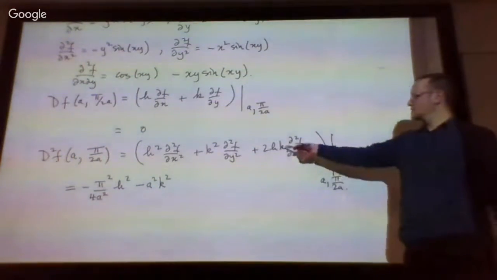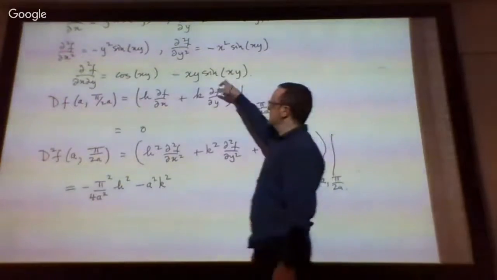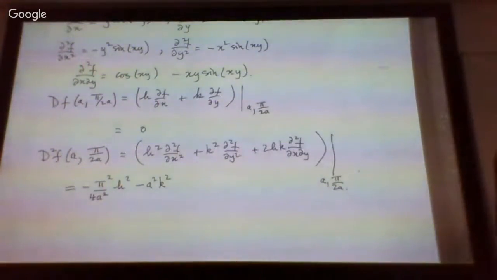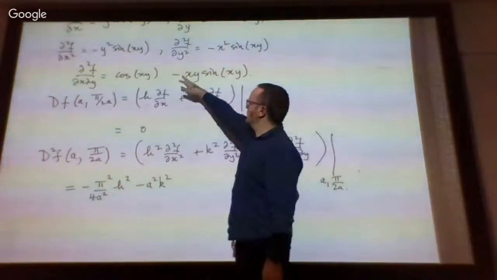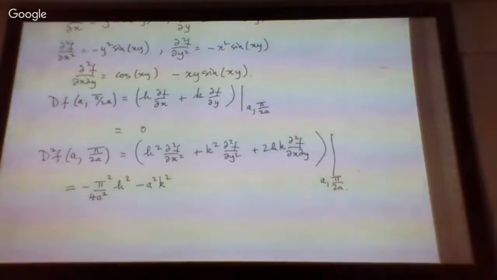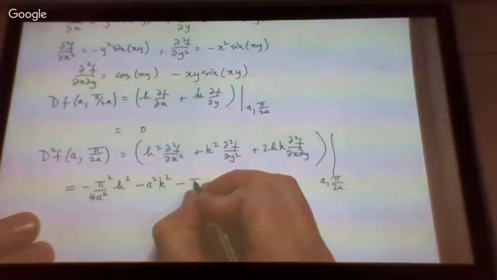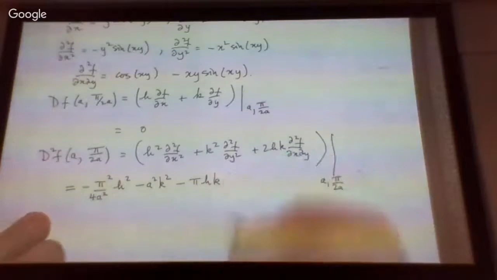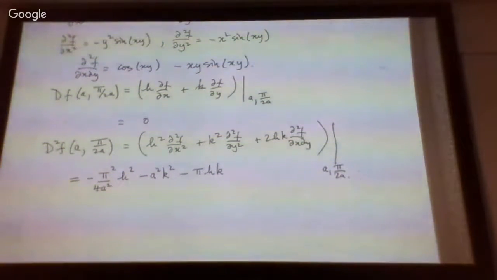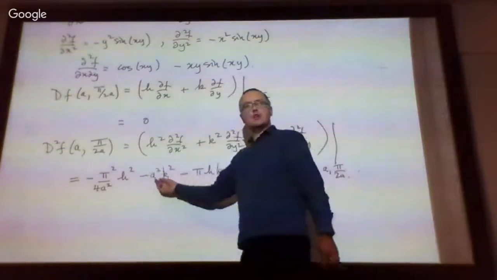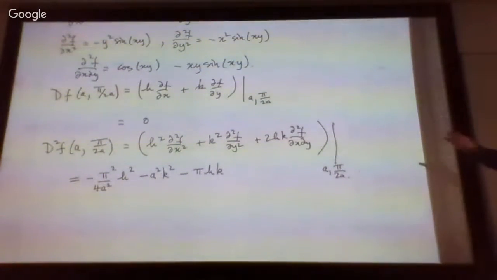And then you've got the 2 times hk, and that's multiplying this one evaluated at x times y is pi over 2, so you get 0 from there, and you just get minus pi over 2 from there. So you get minus pi over 2 times 2 times hk. So I think that just comes down to minus pi times hk. Okay, so you've got all 3 order 2 terms surviving. You've got a h squared, a k squared, and a h times k, which is good.